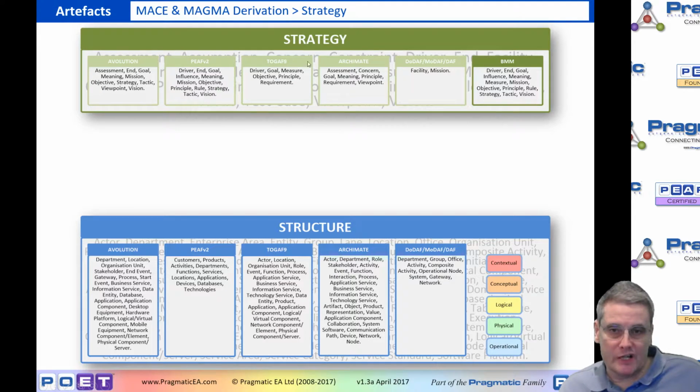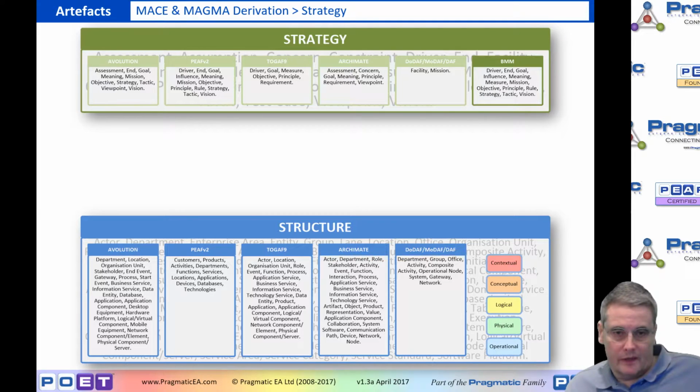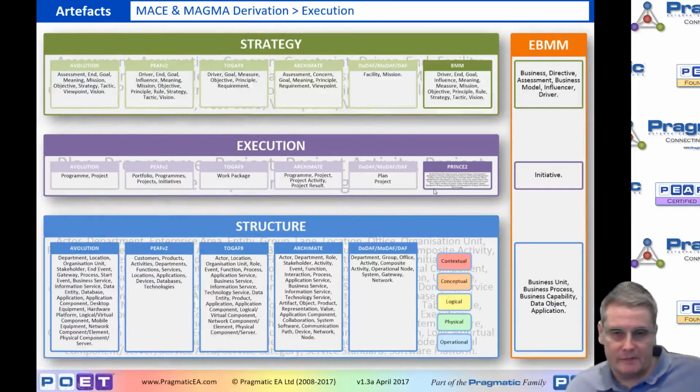Some people used that or expanded it, other people used things of a similar name. So this strategically is what we want, and this is the structure that's going to help satisfy the strategy. That sounded okay, fine. Then people also said, well, we can't go straight from strategy to structure, so we need something in the middle. And what was in the middle was execution type things or project type things: programs and projects, portfolios, work packages, activities, plans. PRINCE2 obviously has an awful lot to say in that area.